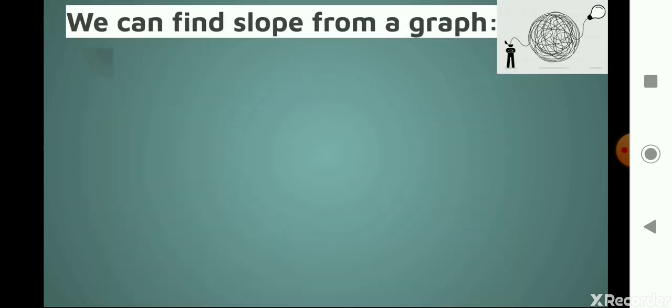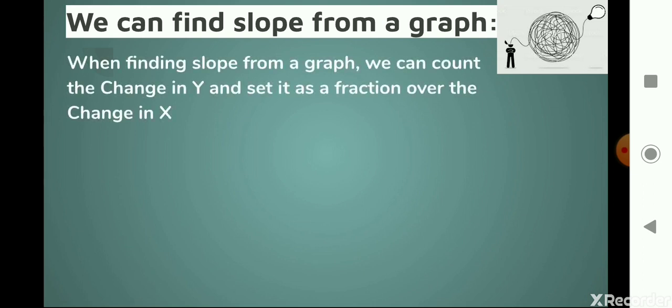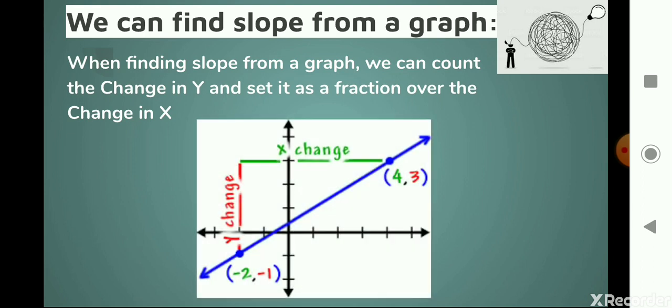We can find slope from a graph. When finding a slope from a graph, we can count on the change in y and set it as a fraction over the change in x. Here's what I mean. We're going to count from this point to this point, which is where we will need to turn, and this calculates the change in y. When we count that, there's 4 steps.